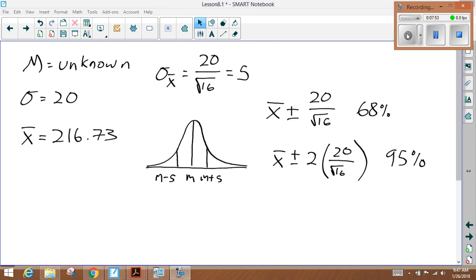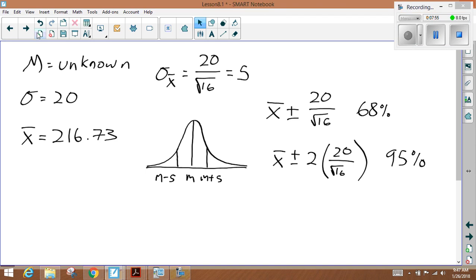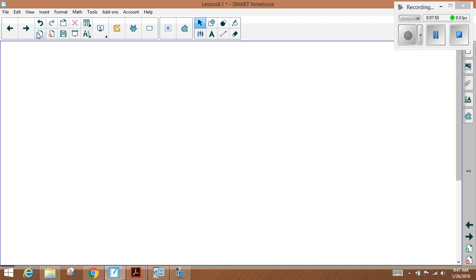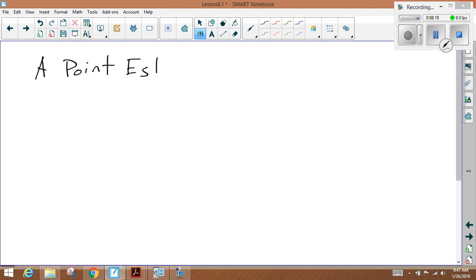So let's talk about now what is a point estimator and a point estimate. Okay. So our value x bar turned out to be a point estimator. All right. And the definition of a point estimator. It's not a proper noun, but I'm going to just go ahead and capitalize it. So a point estimator. All right.